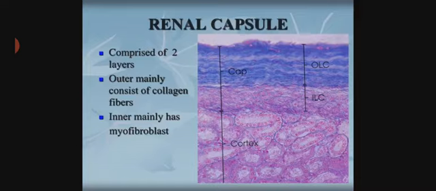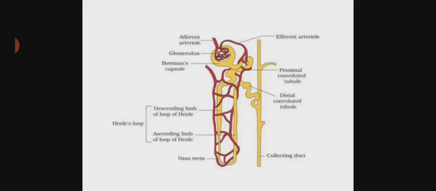So this is what is called the renal capsule, and it is divided into two divisions, wherein the outer layer mainly comprises collagenous fibers, whereas the inner layer consists of the myofibroblast layer, beneath which there will be the outermost part of the kidney, what is called the cortex.